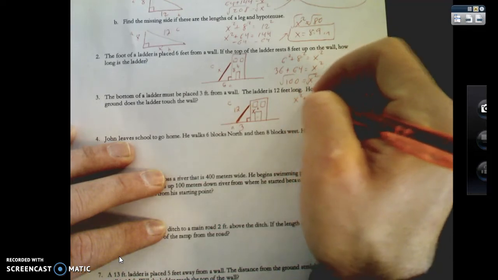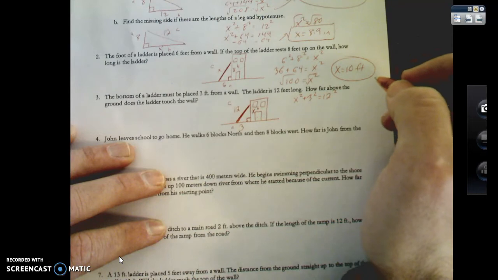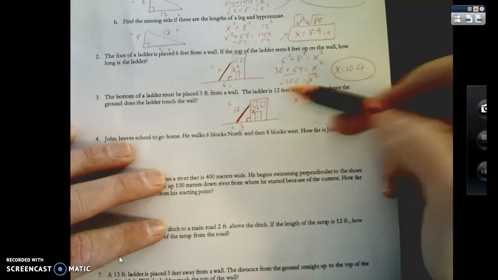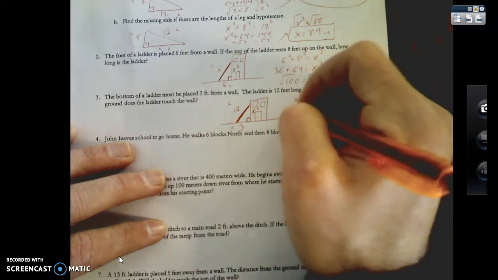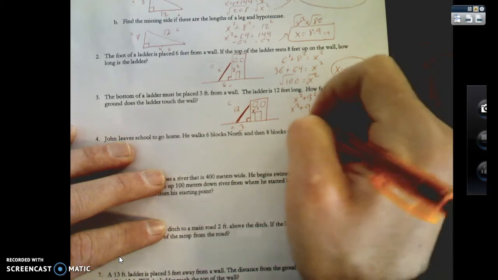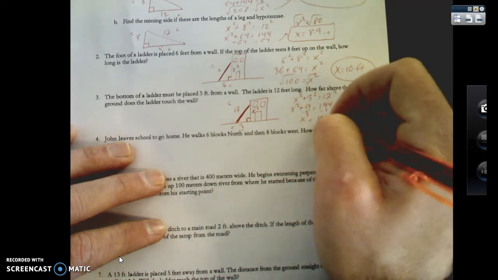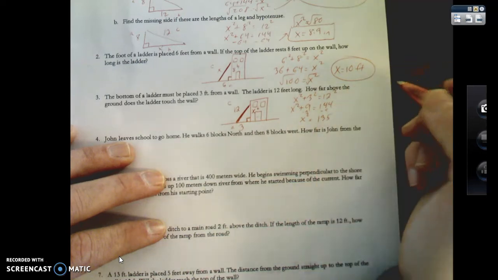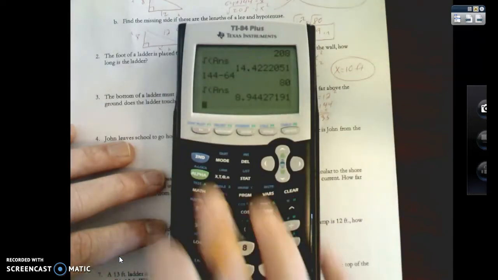So x squared plus 3 squared equals 12 squared. Notice that small difference. That makes a big change. x squared plus 9 equals 144. If I subtract 9 over, x squared equals 135. Square root left, square root right. That's a really bad square root symbol. So the square root of 135.